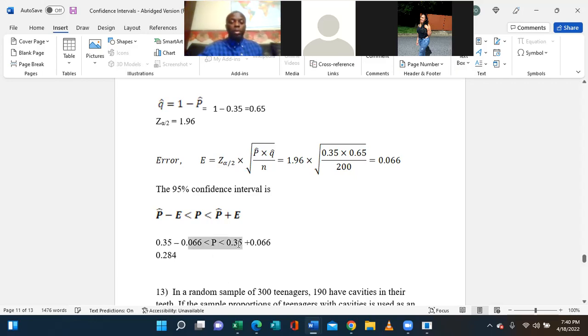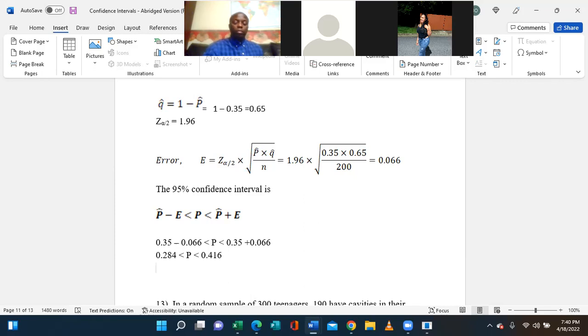Let me put this on the side so that I can change numbers. Less than P, I'll put right here. If you add, what we got from the calculator was 0.416. This is the same as saying 28.4% to 41.6%. So that's how we conclude it. Conclusion.